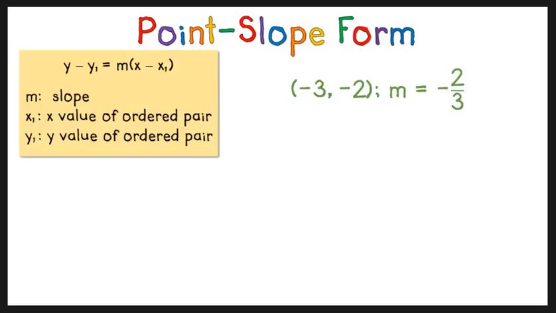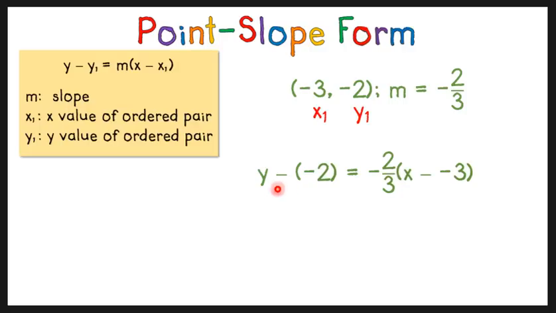So looking at the point negative 3, negative 2 and a slope of negative 2/3. So we have our x sub 1, y sub 1. And now when we substitute this into the equation, we have y minus our y sub 1, in this case is negative 2. So now we're going to have y minus a negative 2 equals, our slope is negative 2/3, and in parentheses x minus our x sub 1, which is negative 3. So we would write the equation y minus negative 2 equals negative 2/3, and in parentheses x minus negative 3.